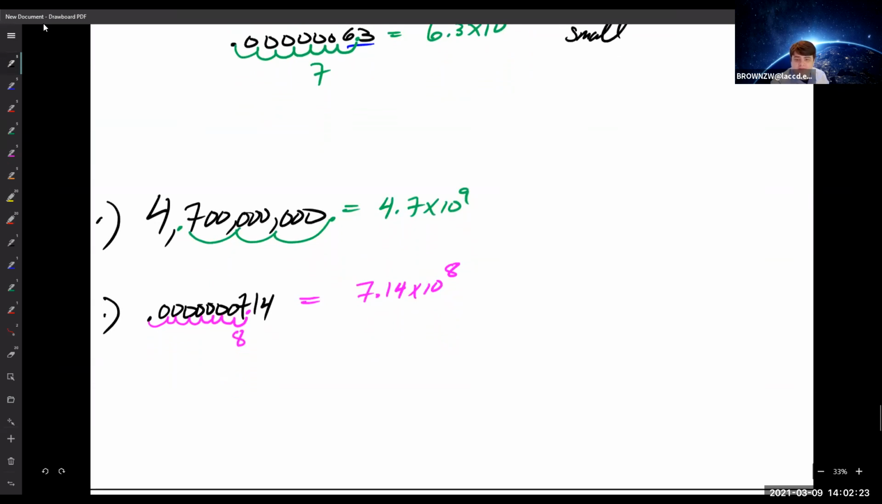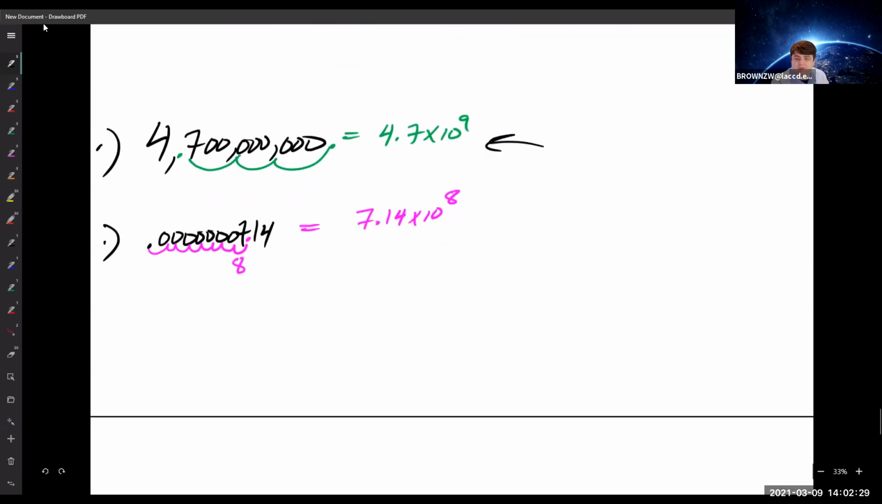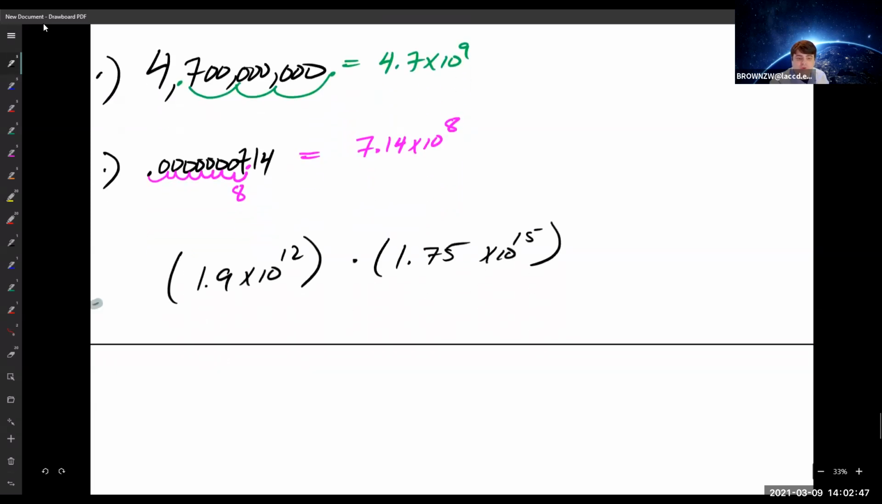Now, what's nice about this is it's very, very easy to do multiplication on. If it's in this scientific notation form, we can do multiplication very easily. Let's say we have something like 1.9 times 10 to the 12th, and we're multiplying this times 1.75 times 10 to the 15th. These are both really, really huge numbers, and they look really messy.